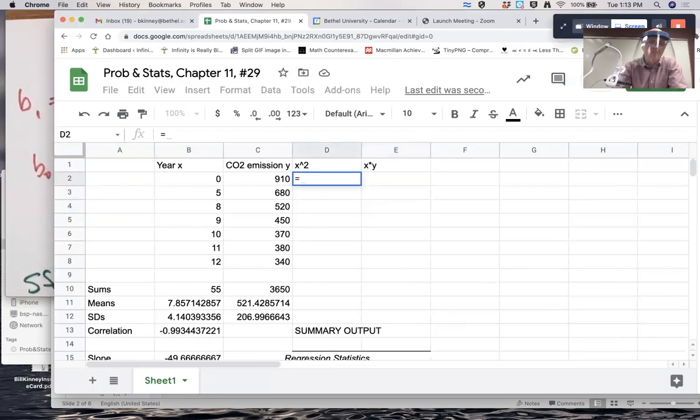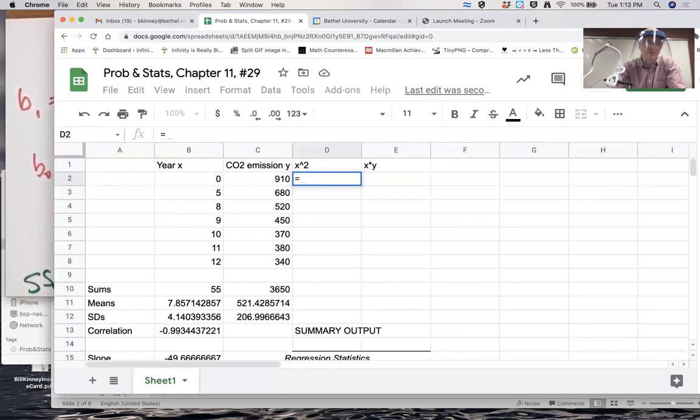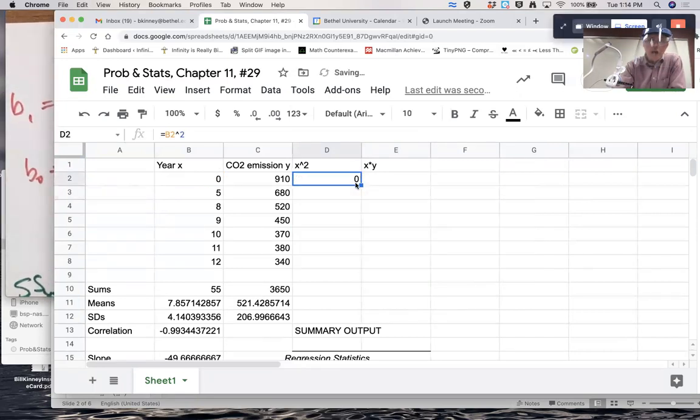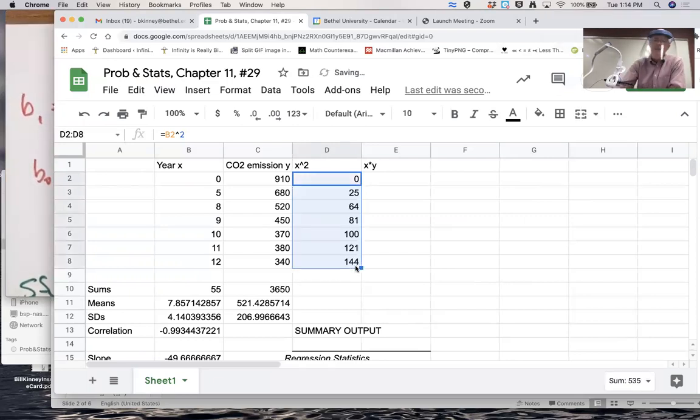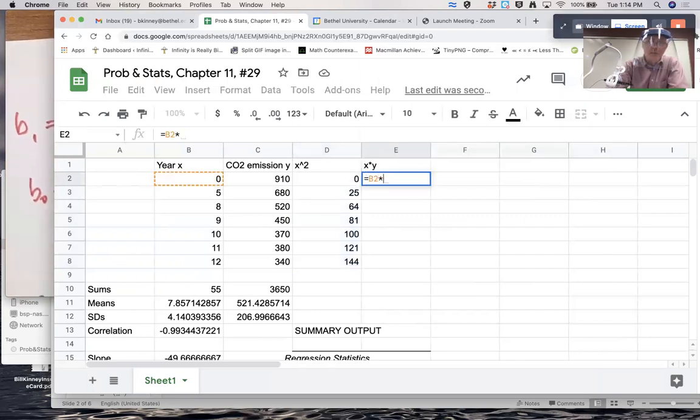So here I need to square the x values. I could do, for example, equals b2 squared here in cell D2. Copy and paste that down by clicking and dragging. I could copy and paste this entire column to the right into column E to get the corresponding y squared. No, I can't do that. That would be the y squared values, but I don't want that. Sorry. In column E I want the x times y values, equals b2 times c2. We'll do that.